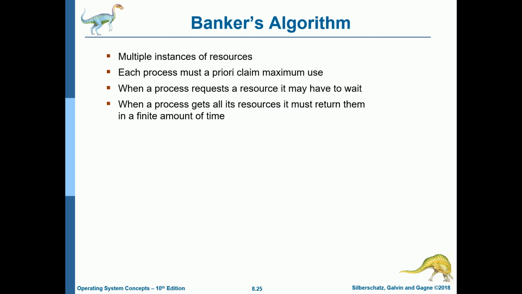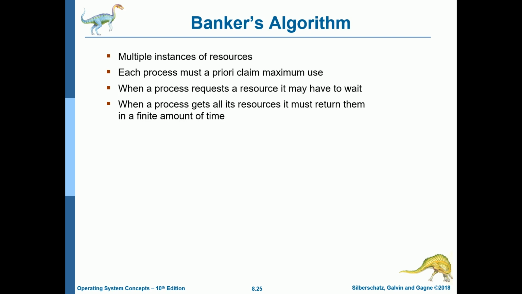The resource allocation graph algorithm is not applicable to resource allocation systems with multiple instances of a resource type. Now, the next deadlock avoidance algorithm that we're going to describe is applicable to such systems, but is less efficient than a resource allocation graph scheme. This algorithm is commonly known as the banker's algorithm.